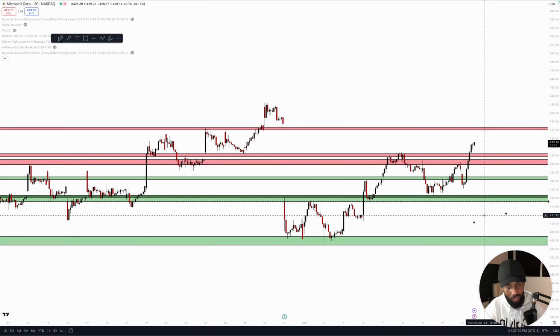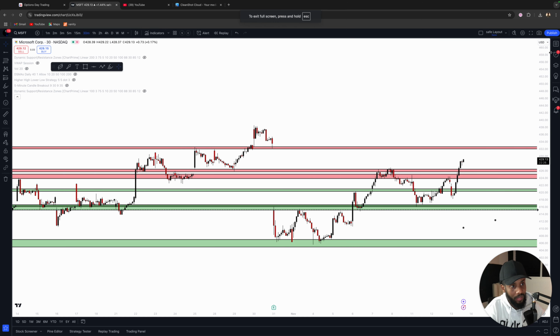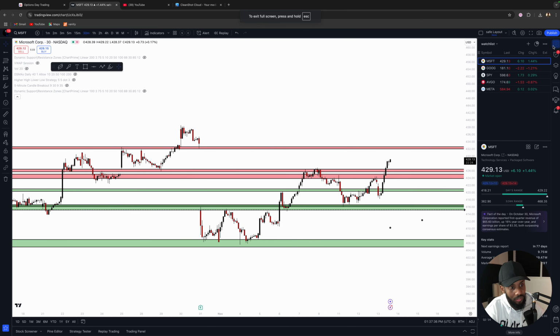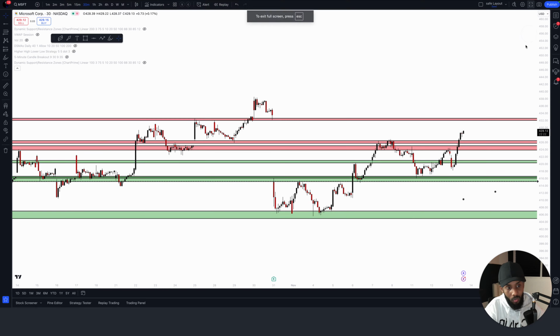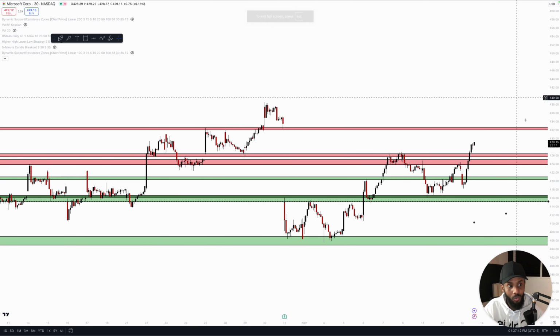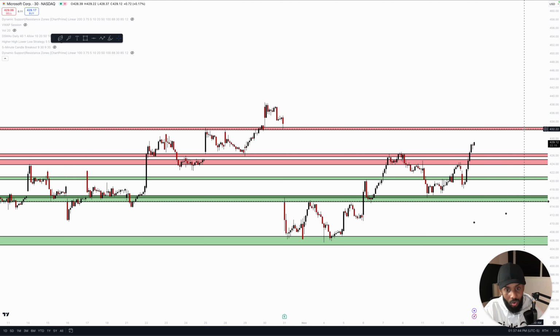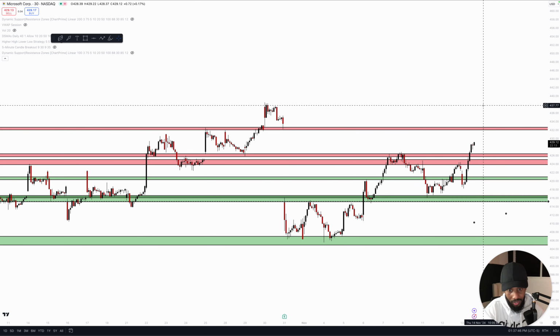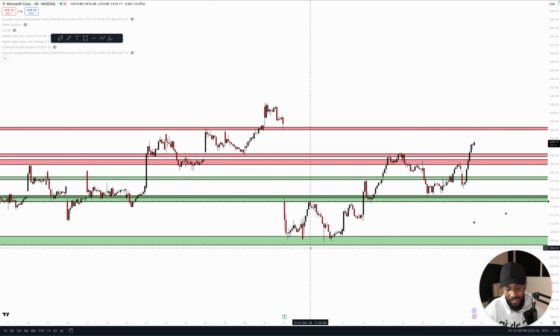So this is Microsoft. We can see Microsoft is up about, what is it? I think 1.7%, 1.4%. So it's up about 1.5% on the day. And I'm going to show you guys how we know that Microsoft is probably going to go all the way to $432. So we can see our clear areas of demand. So we have clear areas of demand down here.